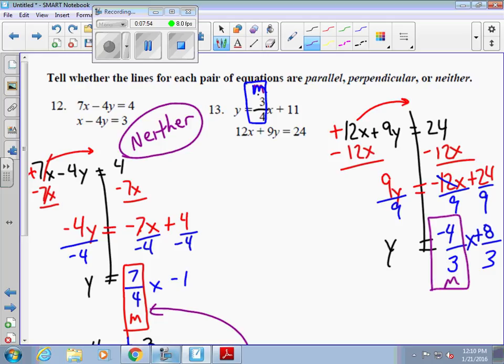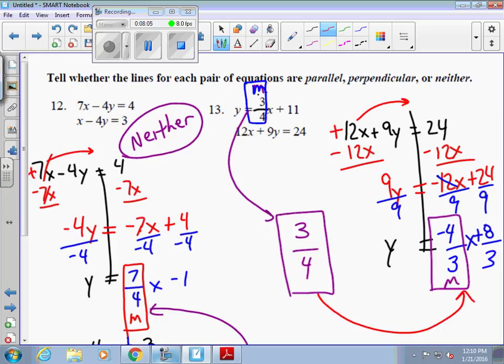So let's compare our two slopes. I'm just going to bring this one down and rewrite it where we can see it a little clearer. 3 over 4 is the slope of the first line. How do these two slopes compare to each other? Clearly, they are not the exact same. One of them is 3 over 4. The other one is negative 4 over 3.